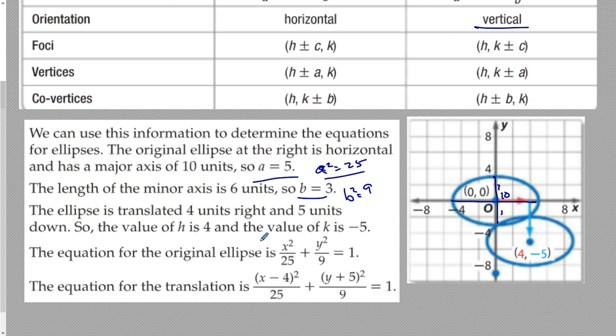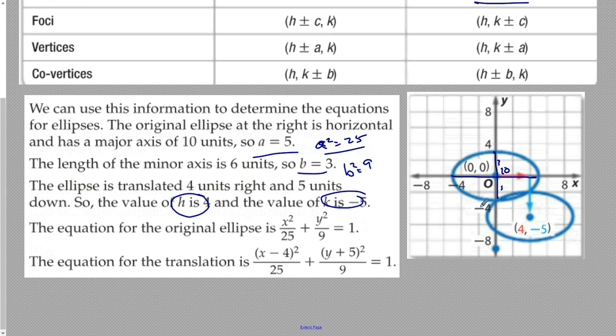So the ellipse is translated 4 units right and 5 units down. So h is 4, k is negative 5. Okay, it's horizontal, so the longer axis goes with x. So x over 25, y over 9. And then I just need to throw in my h and k, and we're done.